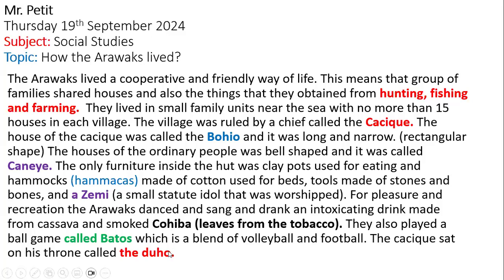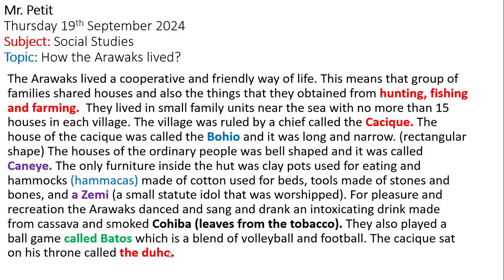Go ahead, Sashini. Can you read this aloud for us politely? Okay, no problem. The Arawaks lived in a cooperative and friendly way of life. This means that groups of families shared houses and also the things they obtained from hunting, fishing, and farming. They lived in small family units near the sea with no more than 15 houses in each village. The village was ruled by a chief called the cacique.